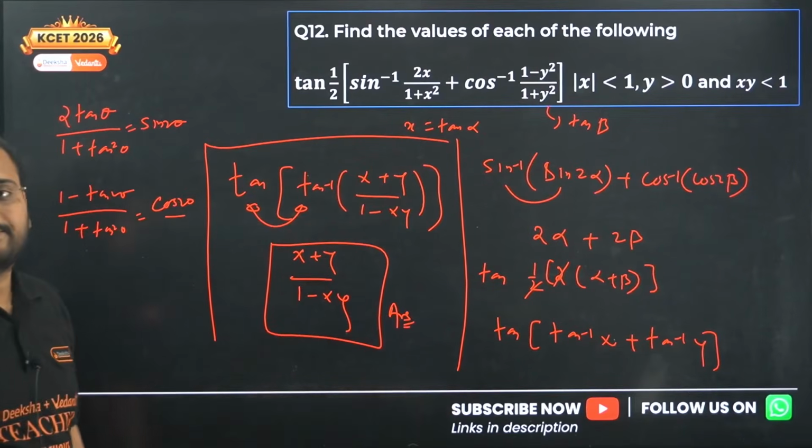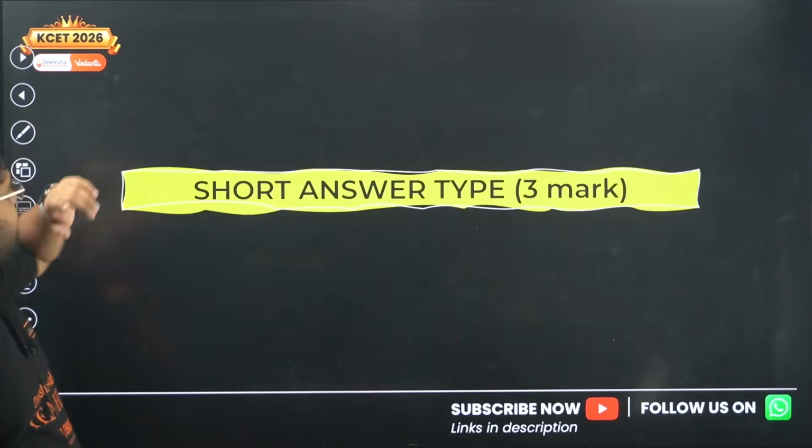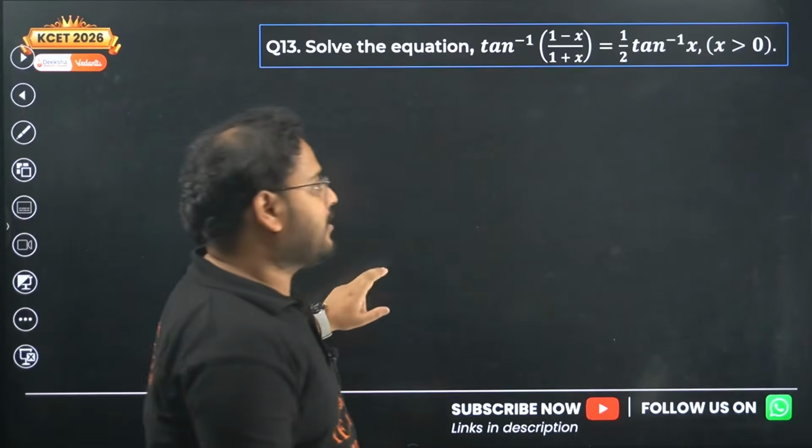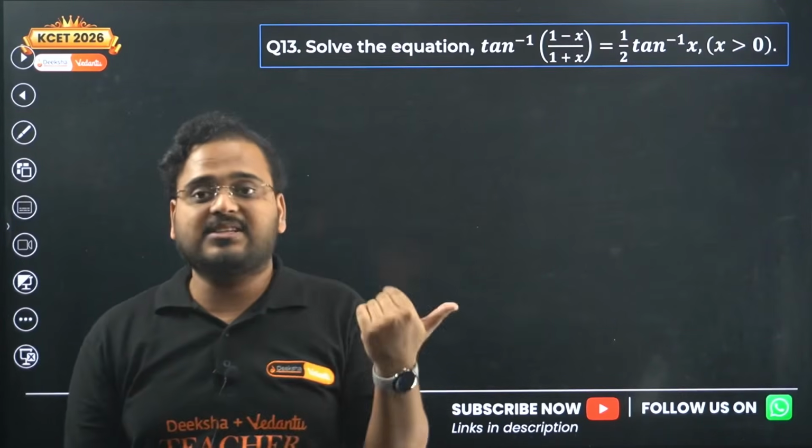Done? Okay. 12th one is clear. Next. The last type is 3 marker. So first 8 questions, next 4, so 12. Now next is 5 questions.